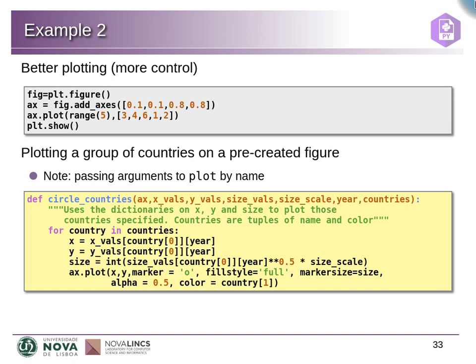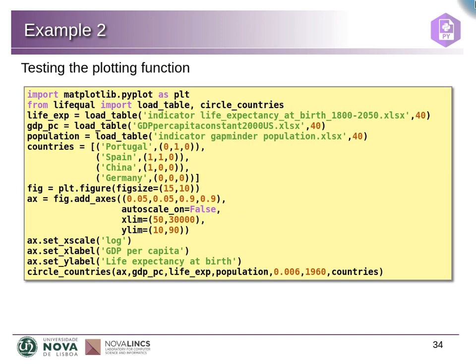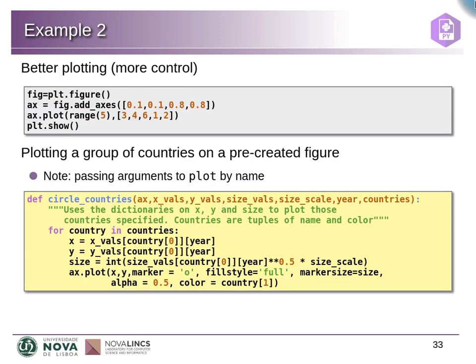So the basic idea here is that you remember that you can do this. You don't need to remember how to, because you can look it up on Google or see examples. So this is how we draw one set of countries in 1 year. Now we set everything up. We import the load table and the circle countries function. So this is in one module. This is in another script that we are writing.